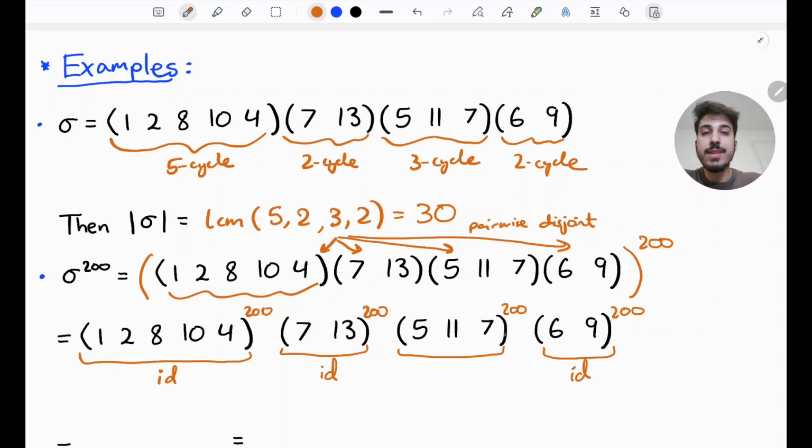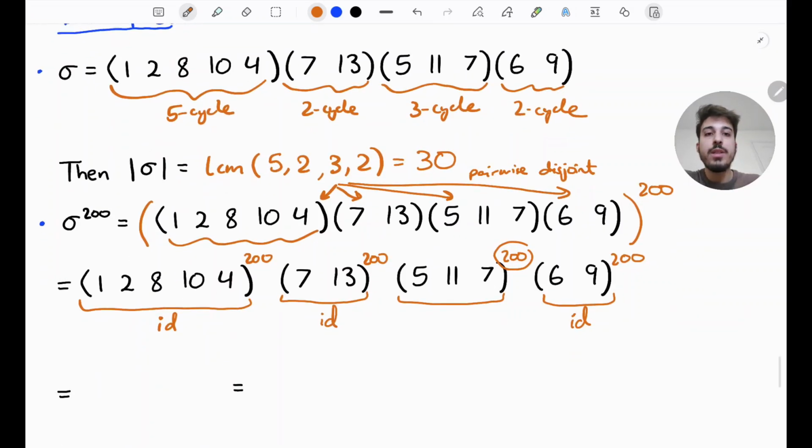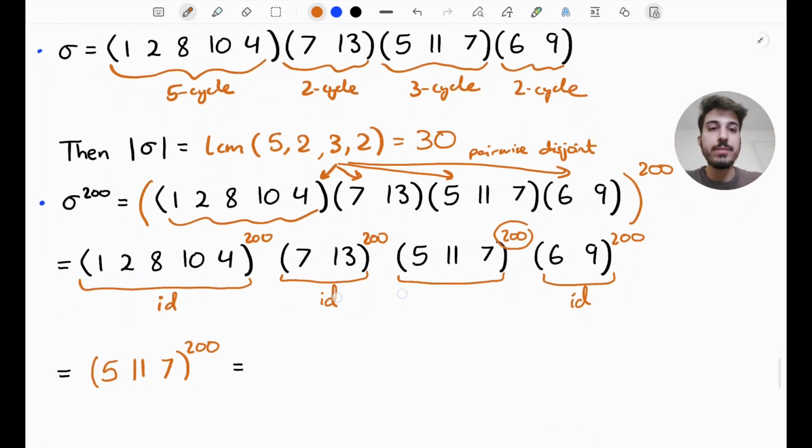Just that this is not quite the same because this is an order of 3, and 200 is not divisible by 3. So what do we do here? Well, the problem already simplifies. Let's rewrite it to just this. So we only have this to worry about. All the others are the identity. And if we multiply the identity with anything else, it's like doing nothing. So we just have (5 7 11) all to the power 200. So what can we do to simplify this?